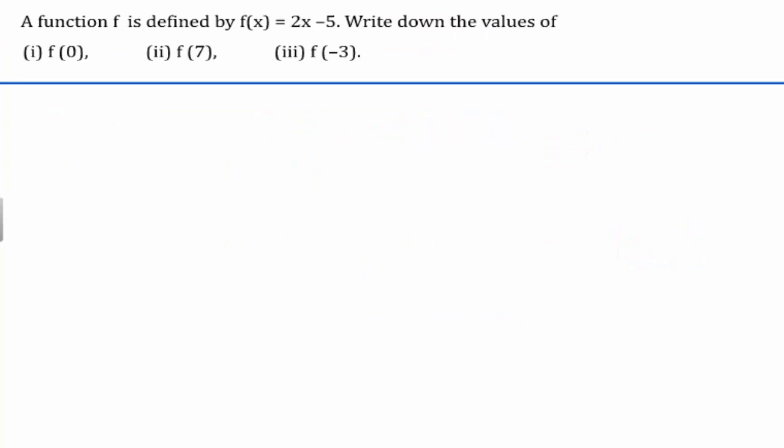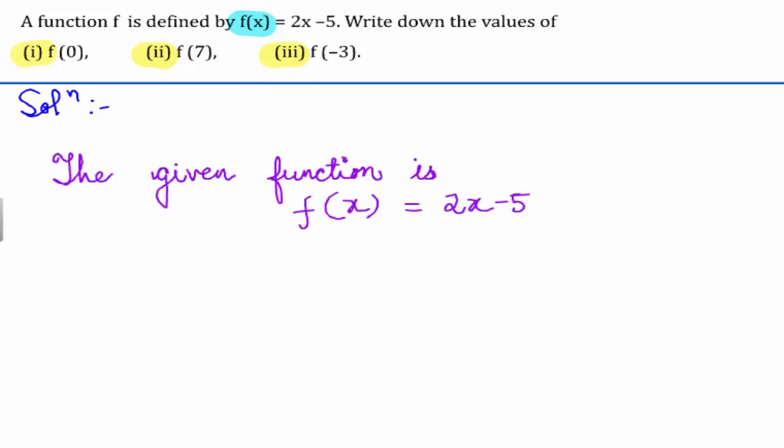In this question, you have to write down the values of f of 0, f of 7 and f of minus 3 when f of x is given by 2x minus 5. Let us proceed with the solution of this question. The given function is f of x is equal to 2x minus 5. So in the first part we have to find f of 0.